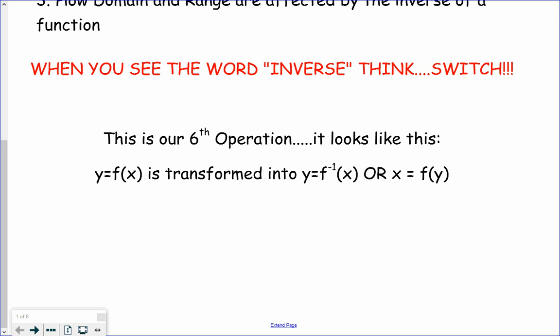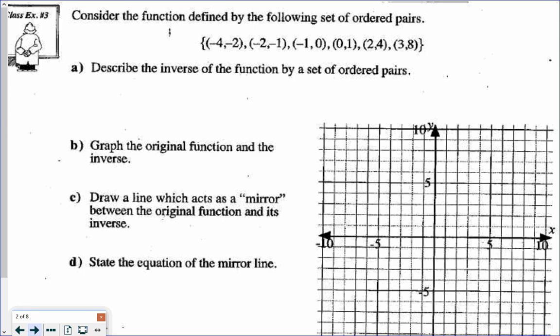So if y equals f of x is our original function, this is our original. The way we show inverse is to write f to the power of -1 of x or x equals f of y. So typically in questions, it won't say determine the inverse of the following. It will just say find x equals f of y or find y equals f to the -1 of x. So you have to know that that means inverse.